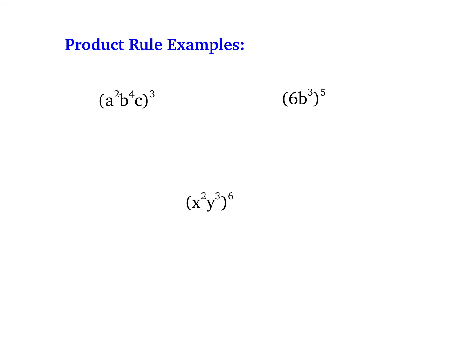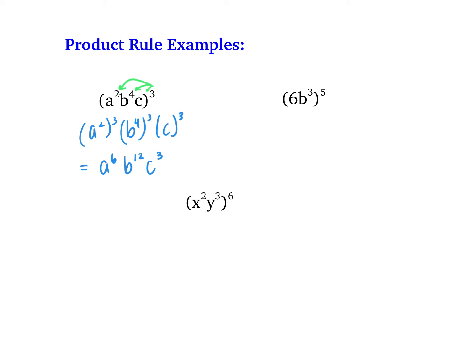So now let's look at some of these more intense examples. Again, I like to think of it as distributing out that outside exponent. So we would have a squared all to the third power, b to the fourth all to the third power, and then c by itself to the third power. Using our power rule, multiplying those exponents, that would give me a to the sixth, b to the 12th, and c to the third. Remember, I can't go any further because those are different bases.